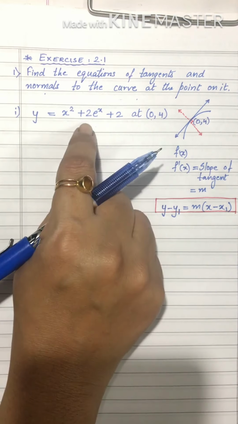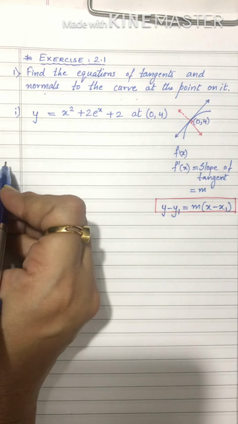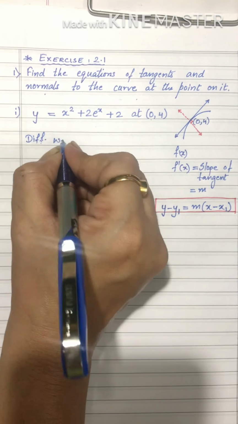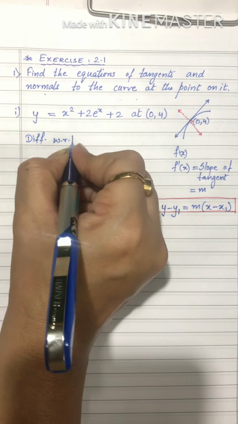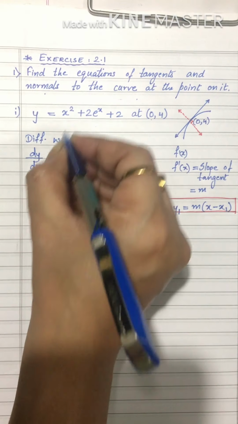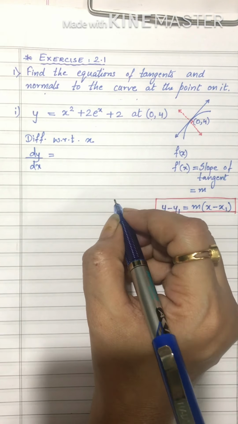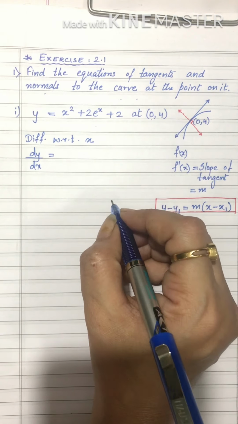Now first of all, what we need to do? We need to find slope. So I write here differentiate with respect to x. Here we get dy by dx is equal to differentiating this. Now we have already done our first lesson derivative, so I hope you are very well versed with differentiation. So when differentiating this, we would get 2x plus 2e raised to x.